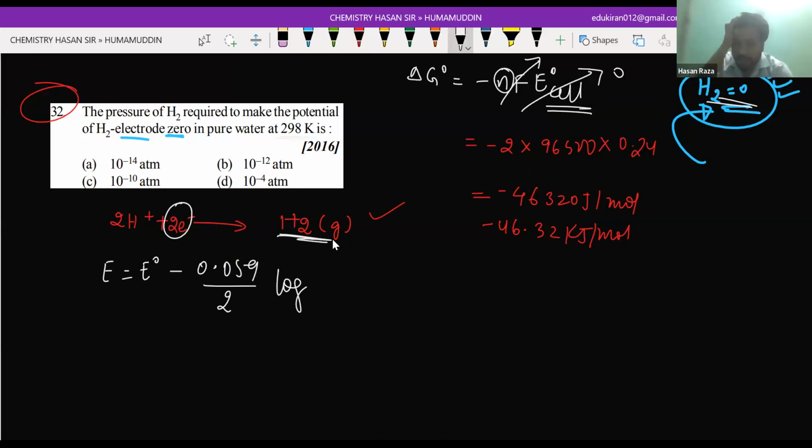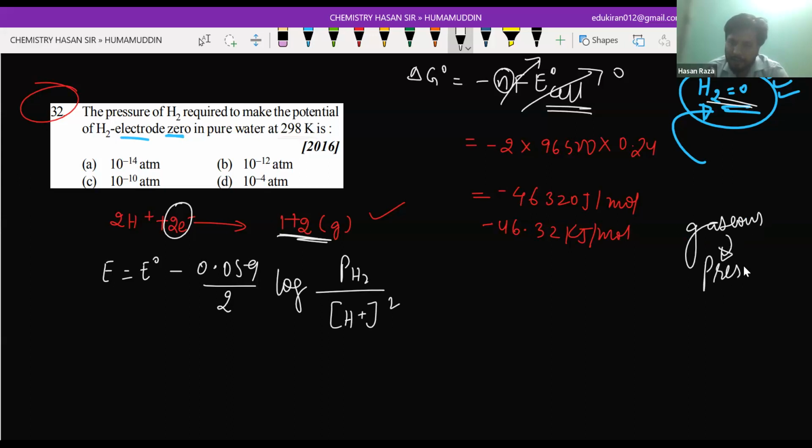only the gaseous state or aqueous state is considered in the equilibrium constant expression. So you are going to write pH2 upon H plus raised to the power 2. As I told you, whatever is in gaseous state, we express in pressure terms, and whenever it is in aqueous state, we express it in concentration, that means molarity terms. Are you getting my point? Yes, sir. Now you just need to do simple mathematics.